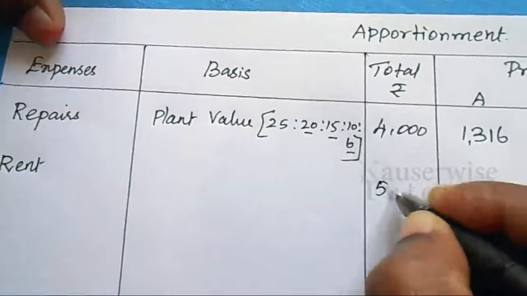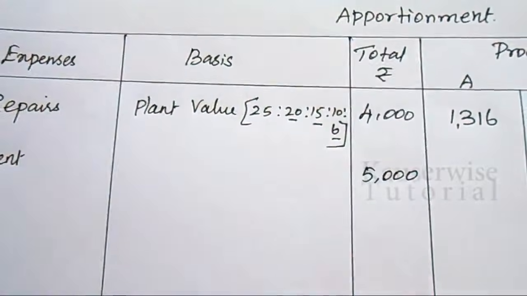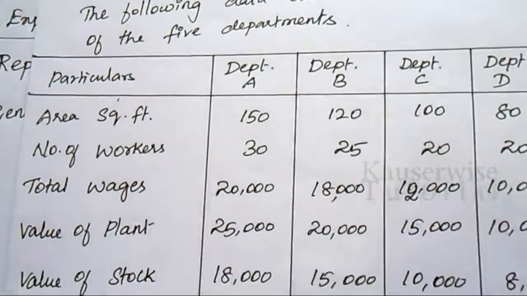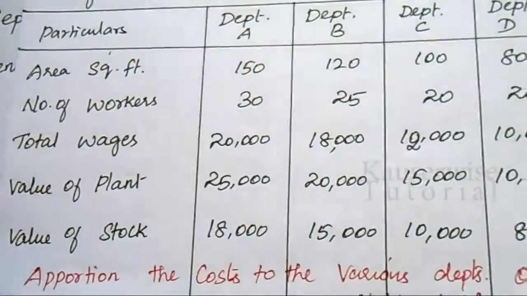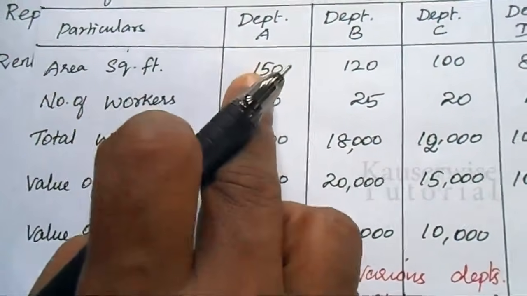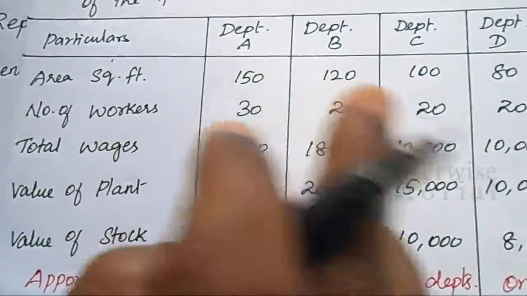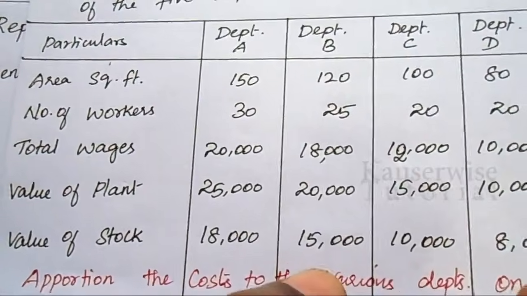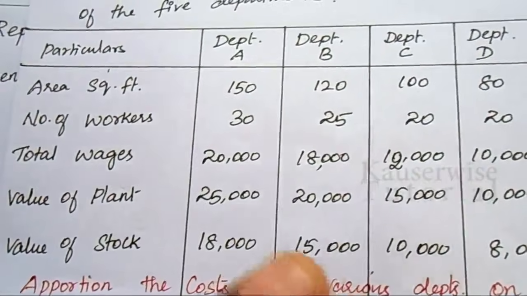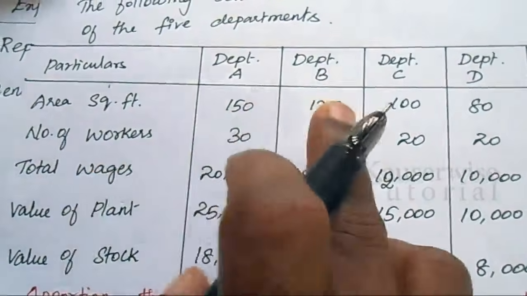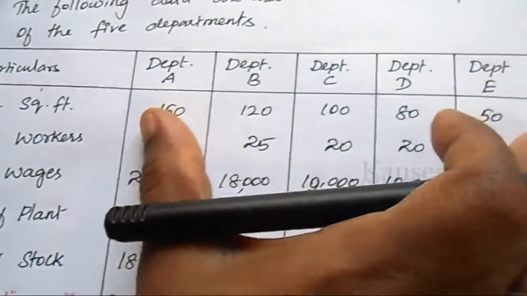Rent 5,000. So on what basis will you apportion this particular expense? We have some information regarding the different departments. Just see, the term rent is related with the area in square feet. You will pay rent based on the area occupied by the organization, for the place. So this expense can be apportioned based on the area occupied by each department separately.